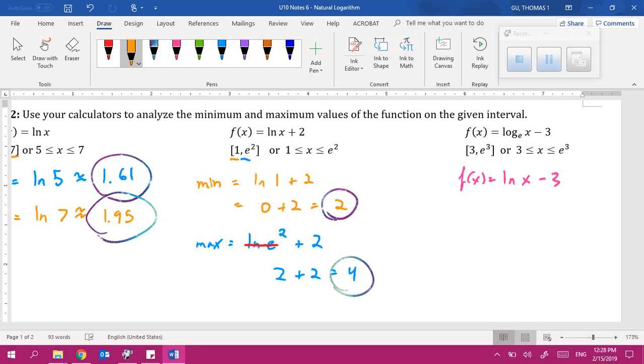So then how would I find my minimum? Right, minus 3, which is about what? Let's put that in the calculator. ln of 3 minus 3. Negative 1.90, very good.